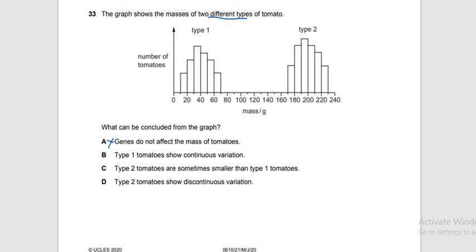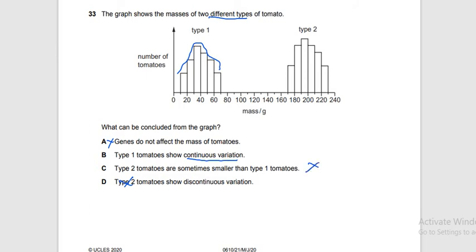Type 1 tomato shows continuous variation. Yes, because it gives a bell shape, and all of them have a particular mass, so there is no clear-cut distinct difference. Even type 2 shows continuous variation. So type 2 shows discontinuous variation? That's absolutely wrong. And type 2 tomatoes are sometimes smaller than type 1 tomatoes.